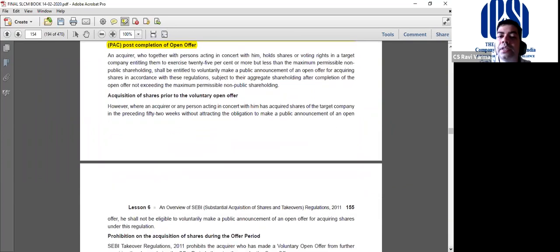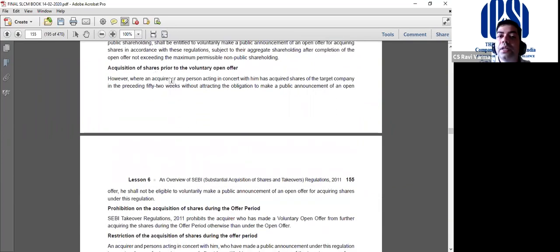But there are certain conditions. What is the condition? The condition says where an acquirer has acquired shares in the last 52 weeks without attracting the obligation to make a public announcement, then he will not be eligible to make a voluntary offer. Say, for example, I have acquired one or two shares of a company in the last 52 weeks. I cannot make a voluntary offer. But if I have not acquired any shares in the last 52 weeks, that means in one year, then I can go for a voluntary offer. Say my shareholding is 0% today. I will say I want to acquire this company and the shares of this company. I can go with that also.